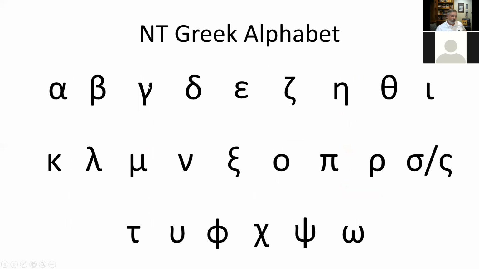Okay, alpha, gamma, delta, epsilon. I learned them by heart. Yeah, that's good. Zeta, eta, iota, theta. Theta, that's right. Iota, kappa, lambda, mu, nu. Very good.